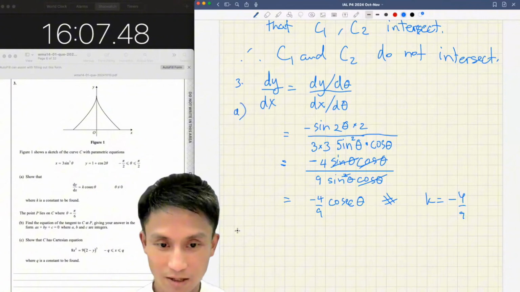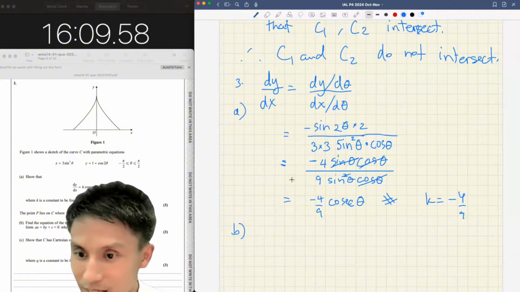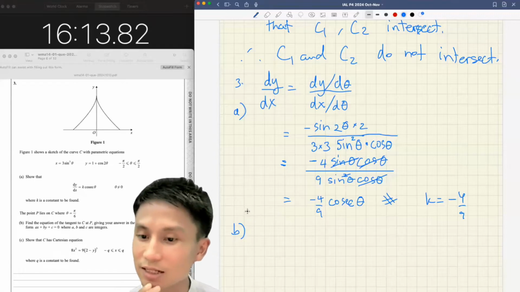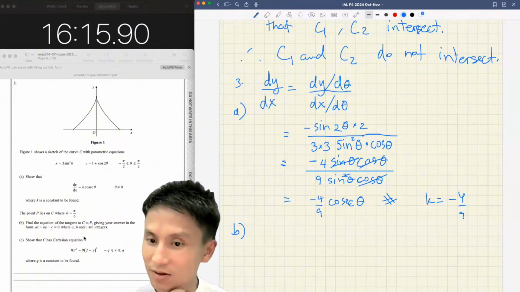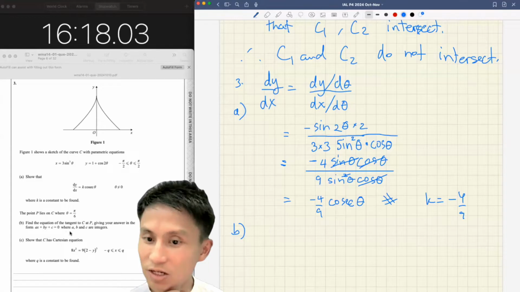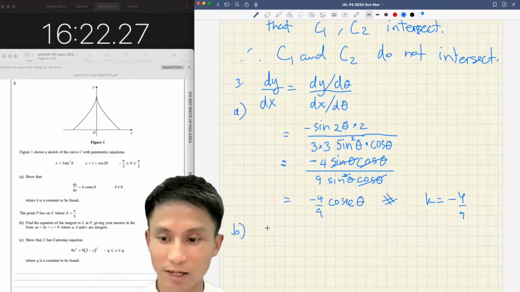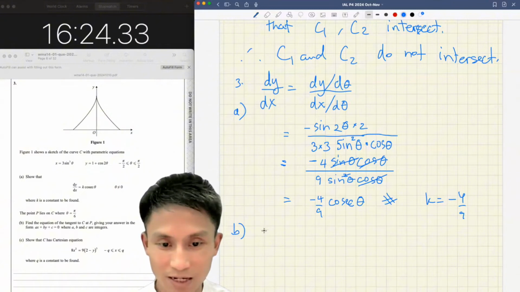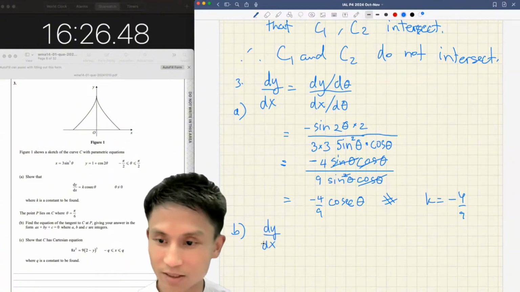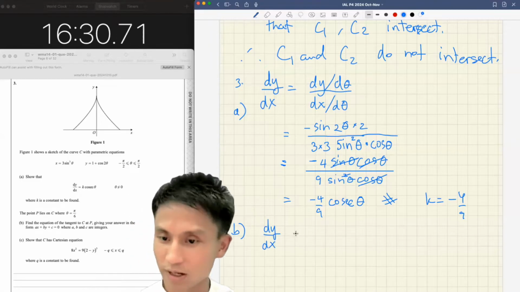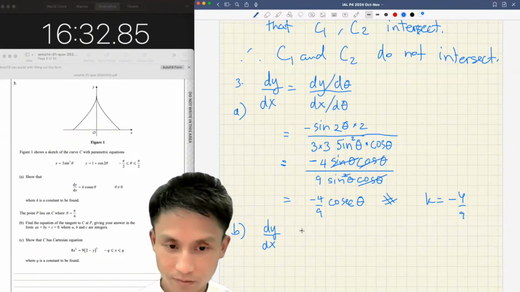So this is A. This is B. The point P lies on curve C where theta is pi over 6. Point P lies on C, okay? Find the equation of tangent to C at P, giving your answer in blah, blah, blah. Okay. So we probably need to find dy by dx first, right? Because tangent is all about the gradient of the curve at the point.